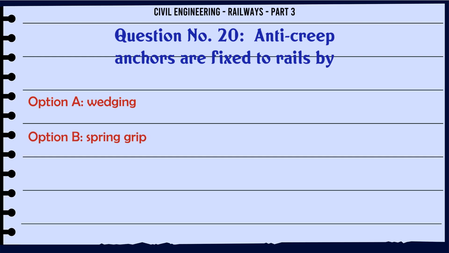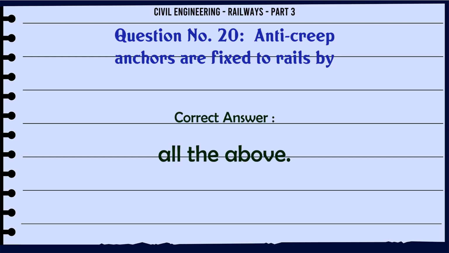Anti-creep anchors are fixed to rails by A, wedging, B, spring grip, C, clamping, D, all the above. The correct answer is all the above.